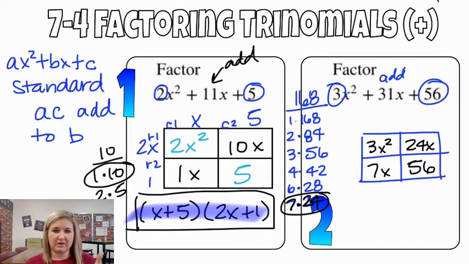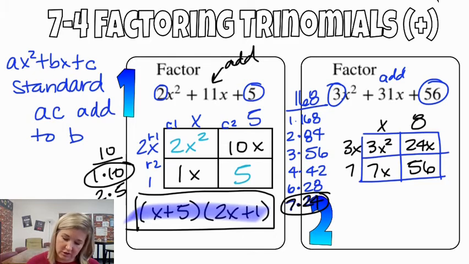Remember, then you find greatest common factors of each column and each row. So the greatest common factor of the left column is going to just be x, and then the greatest common factor on the right side is going to be 8. This was a tricky one because I kind of wanted to say 3, but it's not. It's 8. Then I'm going to find the greatest common factor of the top row, which is going to be 3x, and then the greatest common factor of the bottom row, which is going to be 7. So my two factors here are going to be x plus 8 times 3x plus 7.